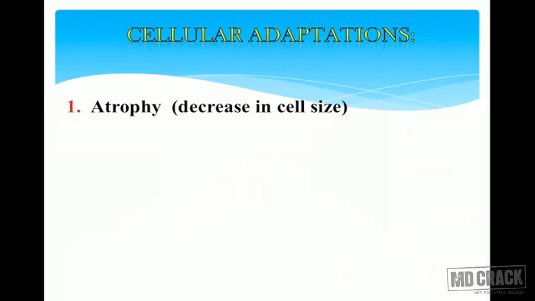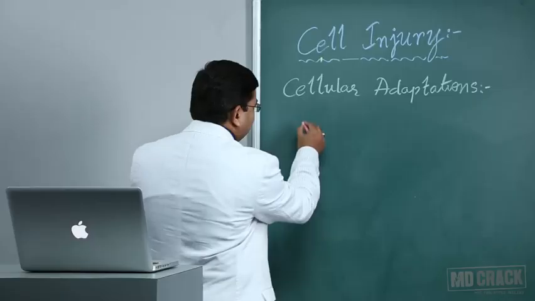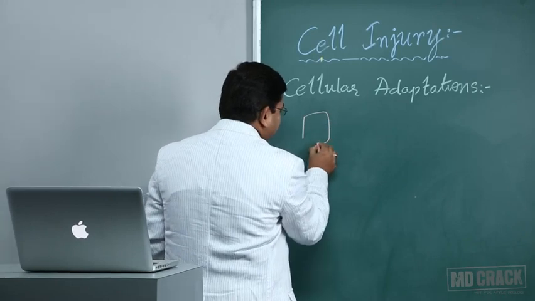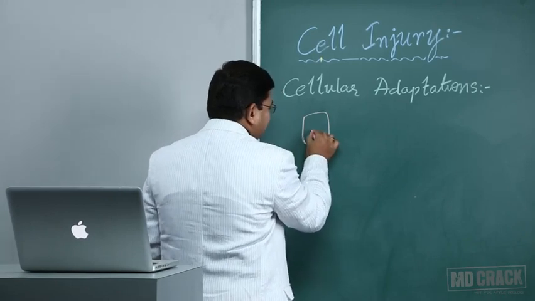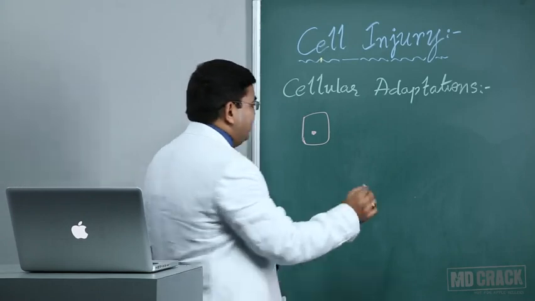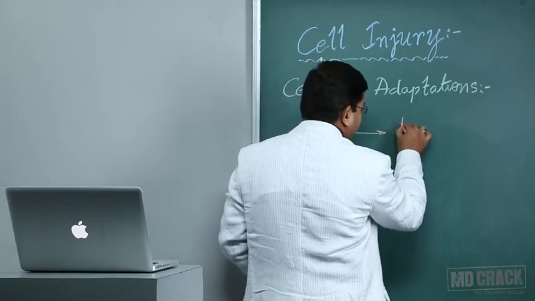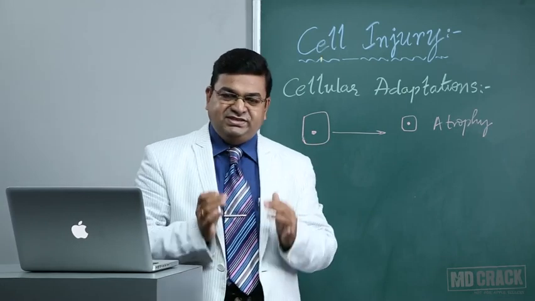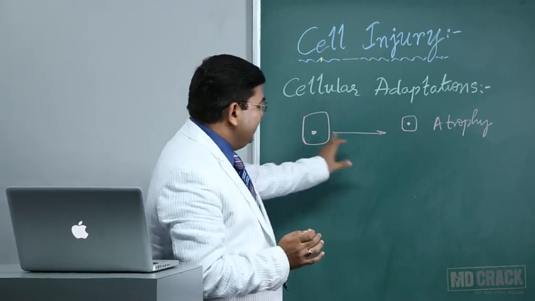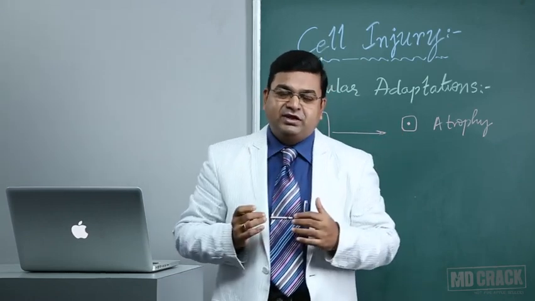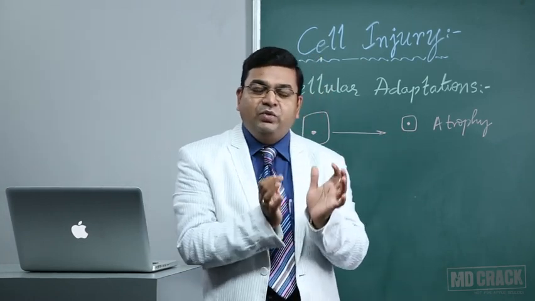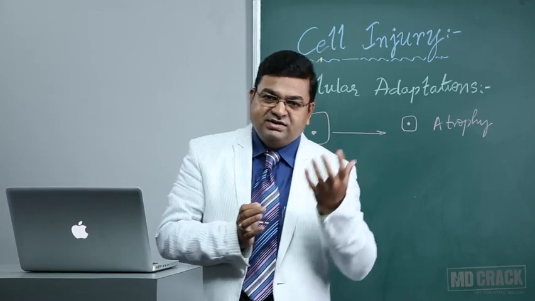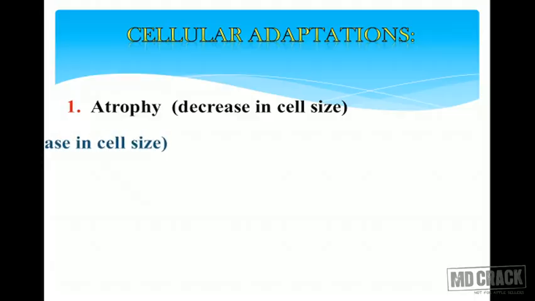So the first and foremost and very common cellular adaptation is atrophy, that is, decrease in the cell size. If this is a normal cell with a nucleus, this is the normal size. In atrophy the size will be reduced. This is atrophy, decrease in the cell size. When the cell size is decreased, invariably the number of organelles is going to get reduced, and the organ which is affected, the organ size is going to get reduced.